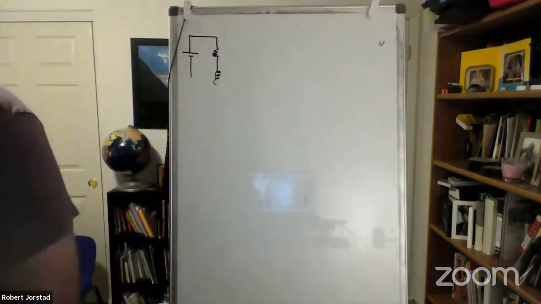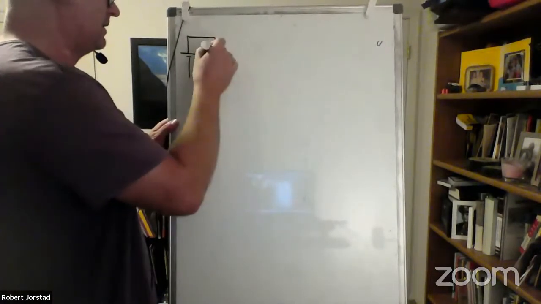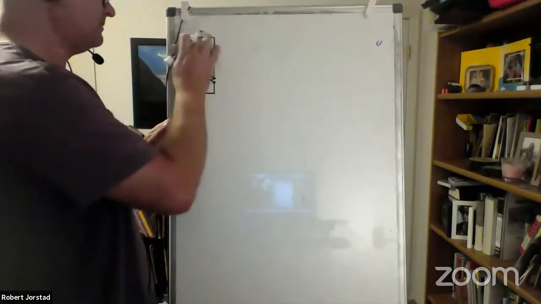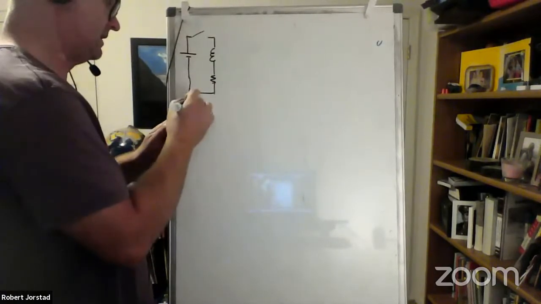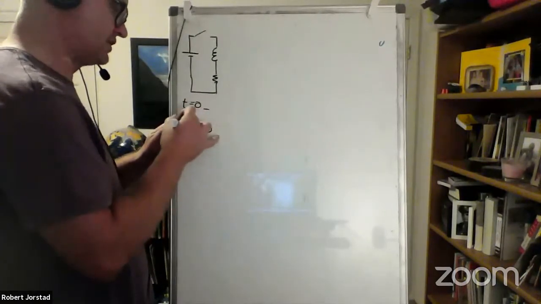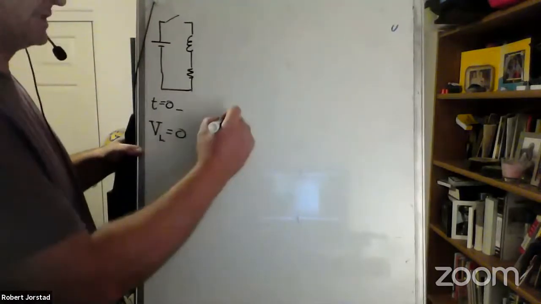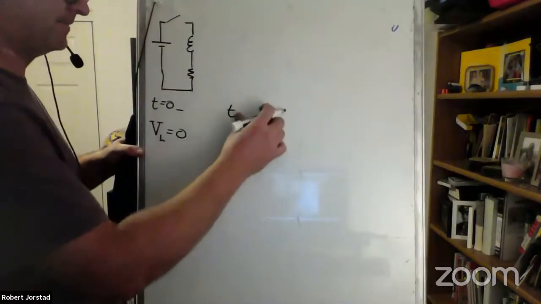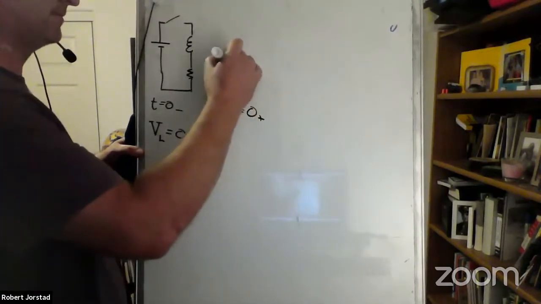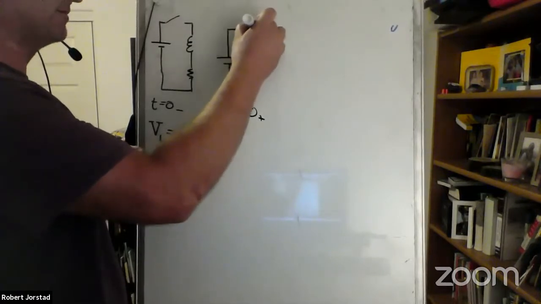Where was it? Oops, I switched the order. The voltage across the inductor is 0 initially. Now we go over to t equals 0 plus. We close the switch.